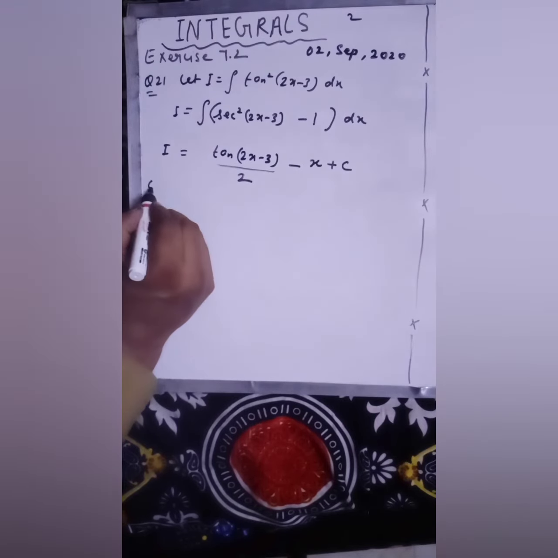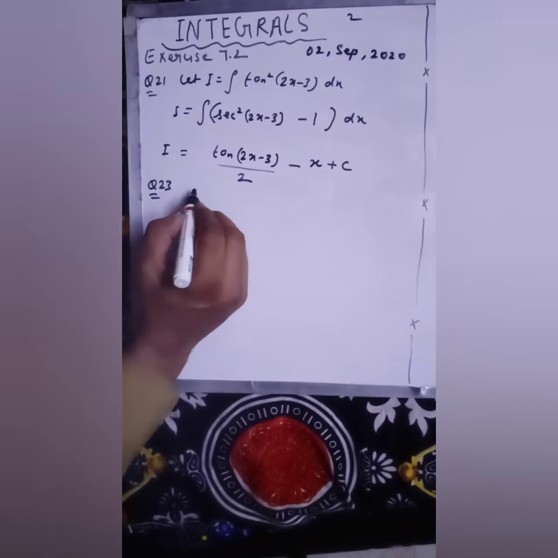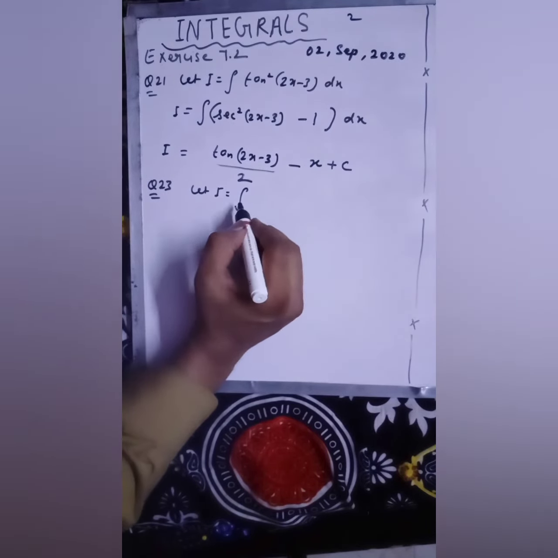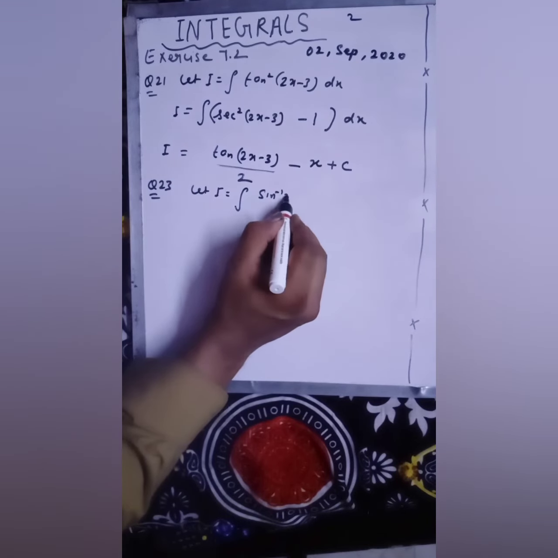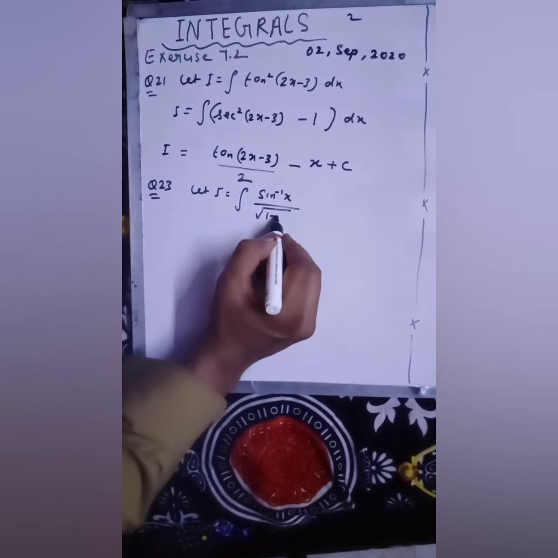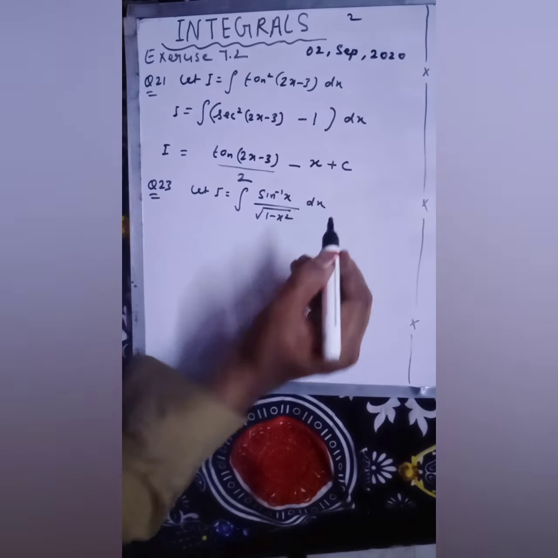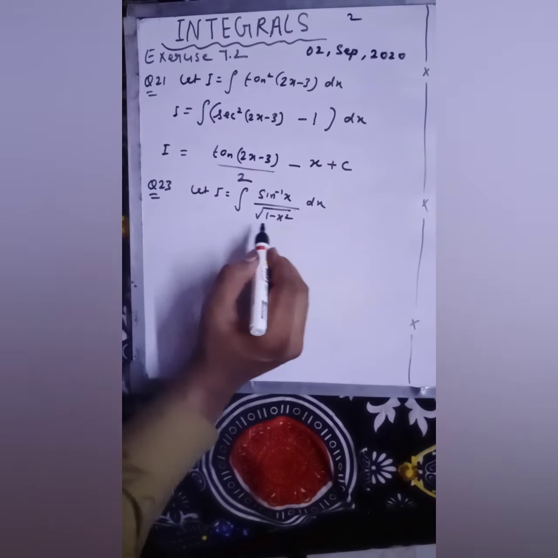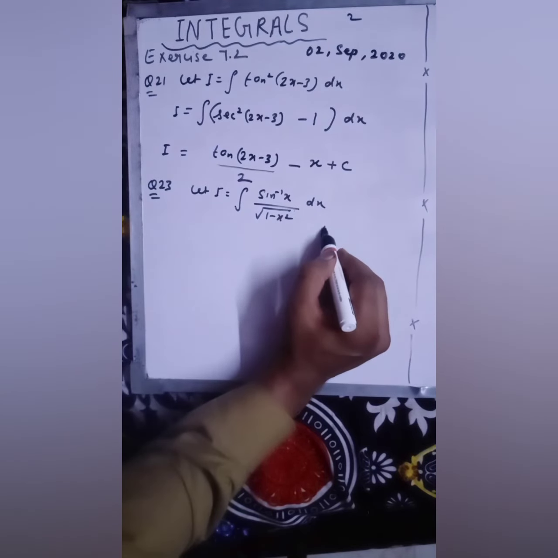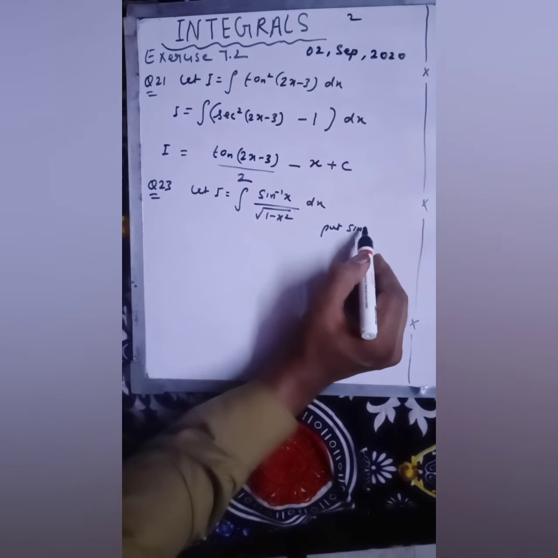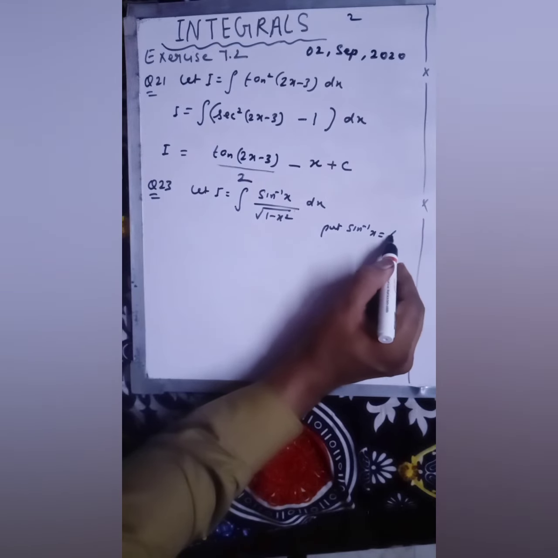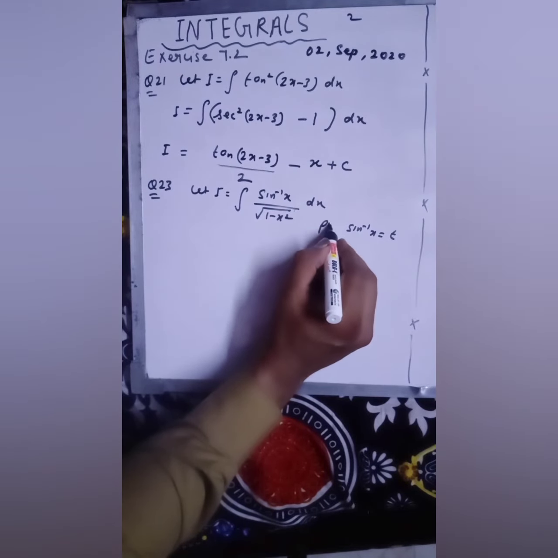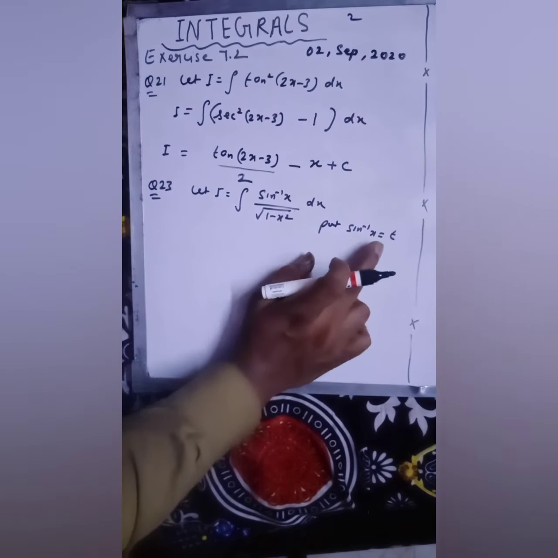See, in question number 23, let I equal the integration of sine inverse x over square root of 1 minus x square into dx. Here I am assuming, put sine inverse x equals t.